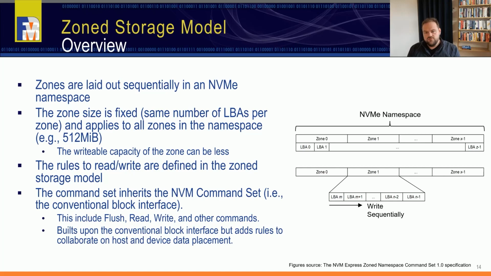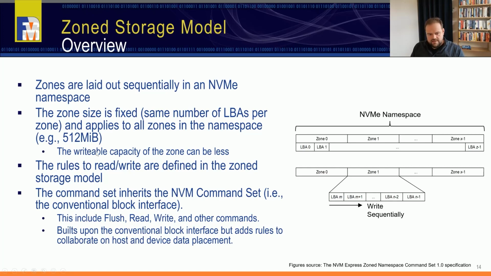All right, so the zoned storage model, just to give you an overview: you have an erase unit, and you have to write sequentially. You can think of a zone mapping to an erase unit within the SSD. Zones are laid out sequentially in an NVMe namespace. So you have zone 0, zone 1, and so on, and then there's a set of LBAs within each zone. The zone size is fixed, which means each zone has the same number of LBAs and this applies to all zones in the namespace. For example, they can all be 512 megabytes in size.